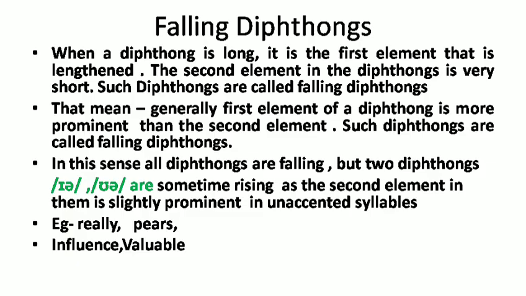What are falling diphthongs? When a diphthong is long, it is the first element that is lengthened. The second element in the diphthong is very short. That means the final element is very short. Such diphthongs are called falling diphthongs. Generally the first element of a diphthong is more prominent than the second element. Such diphthongs are called falling diphthongs.